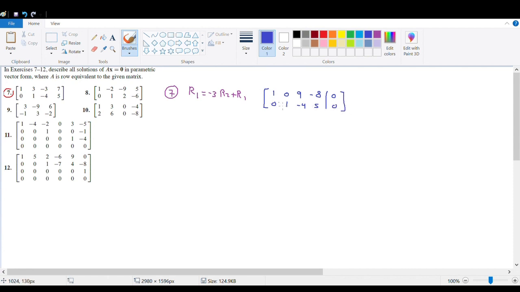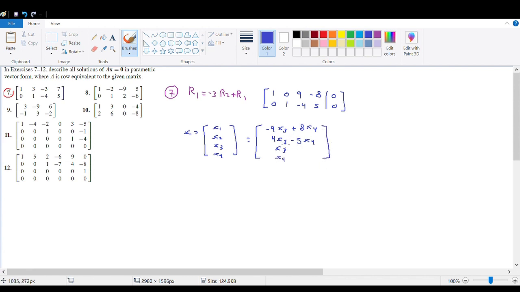So now we have two pivots because we have only two rows, so we cannot have more than two pivots. To write the solution set in parametric form, we know we have x1, x2, x3, x4. So this will give us x1 equals -9x3 plus 8x4, and x2 equals 4x3 minus 5x4. x3 and x4 are free variables.